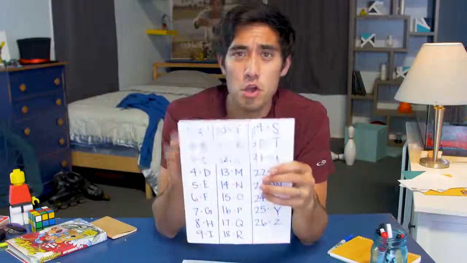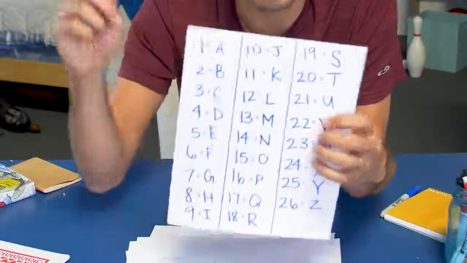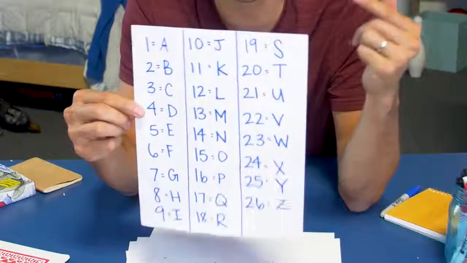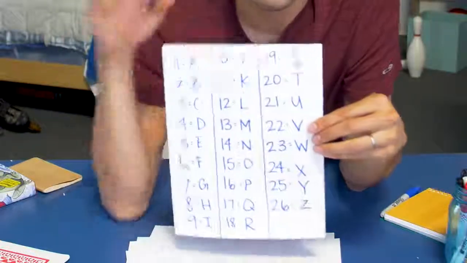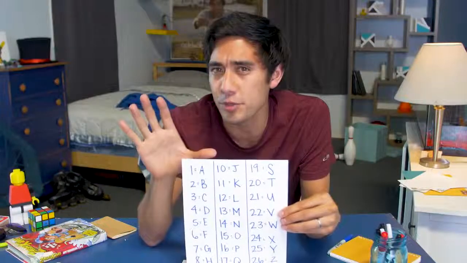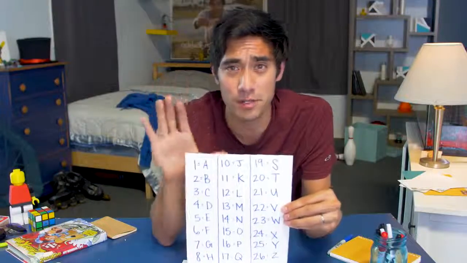Okay, so that leaves you with an alphabet correlation. So first letter A is number 1, 19 is S. Does that make sense? Good. Go find your number that correlates with the letter, take that letter and think of a country. Any country you can think of that starts with that letter.